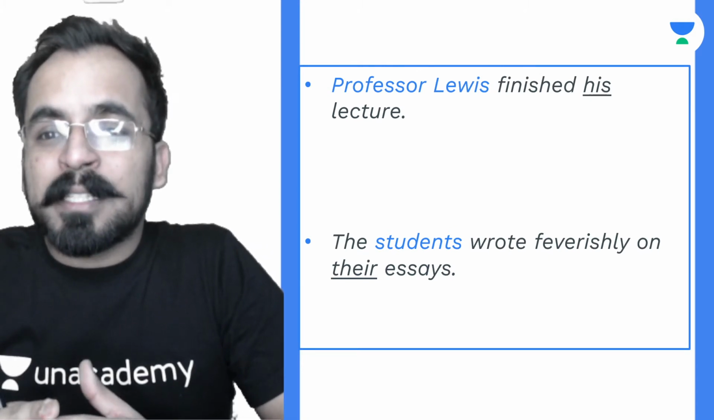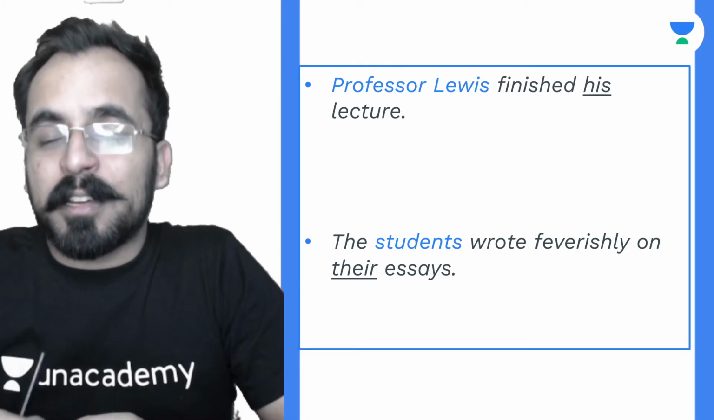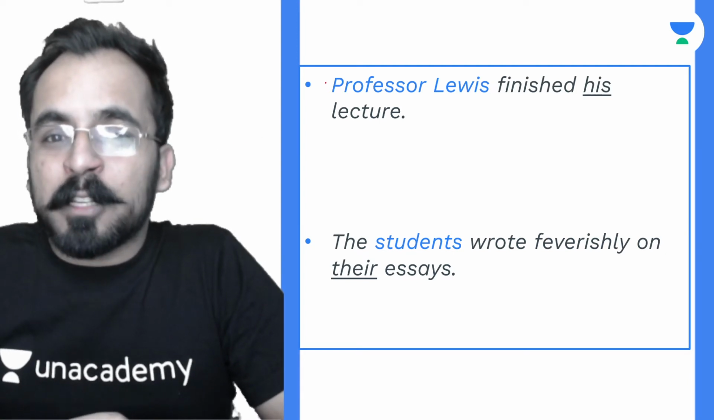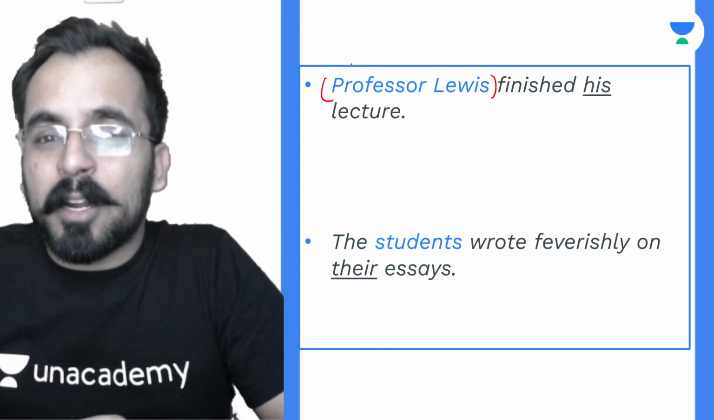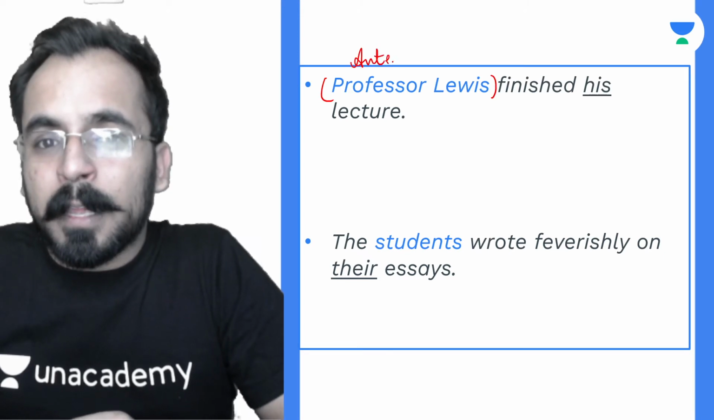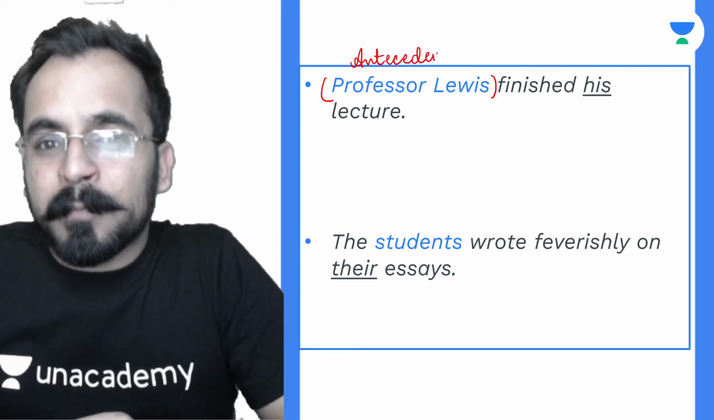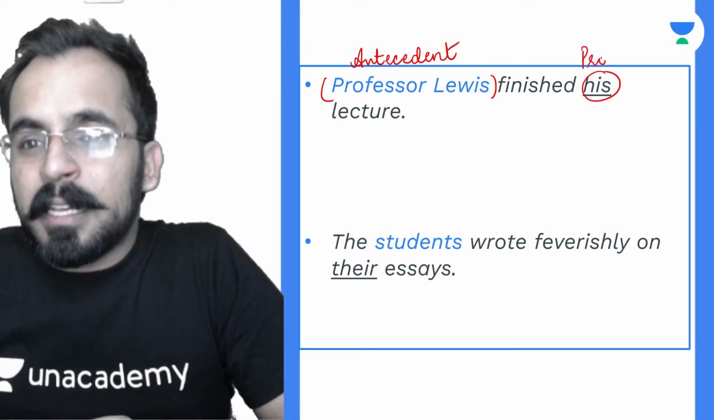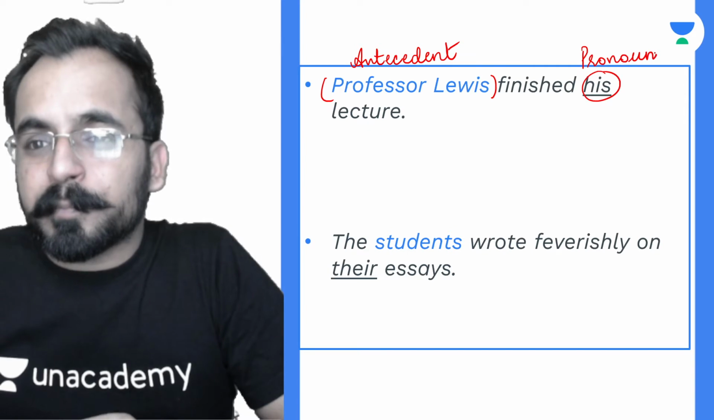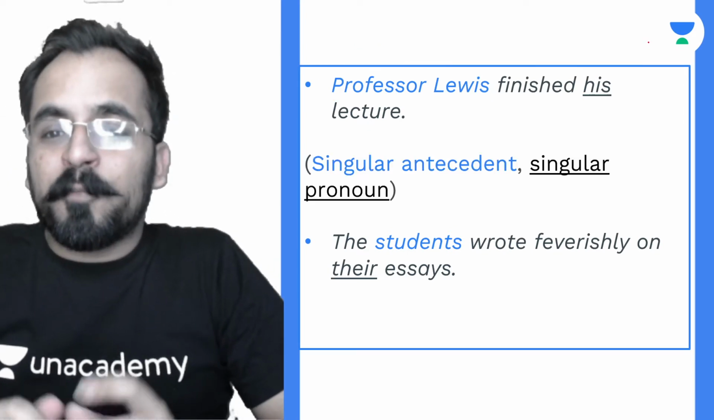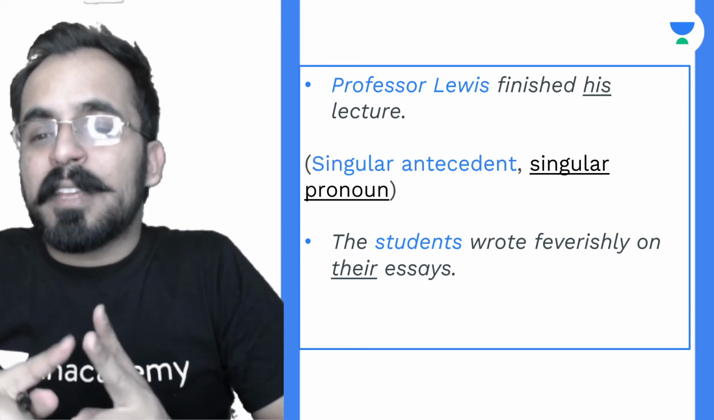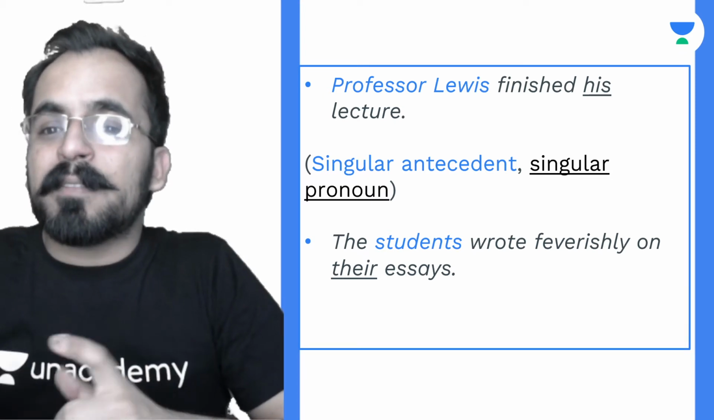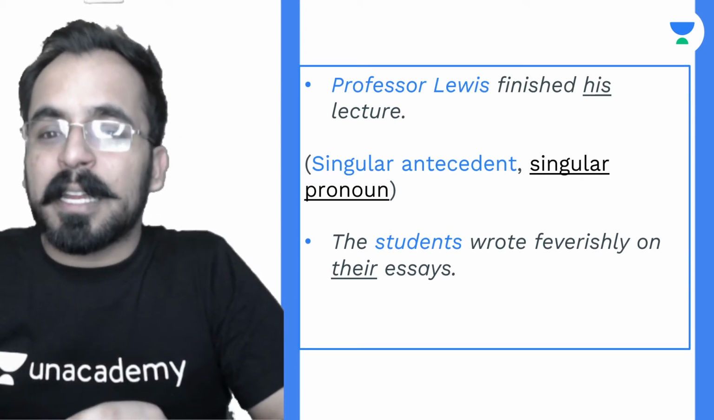Professor Lewis finished his lecture. So Professor Lewis is going to be your antecedent. Finished his lecture. This is the pronoun. So for a singular antecedent, we have a singular pronoun. For a plural antecedent, we have a plural pronoun. That is the basic idea.